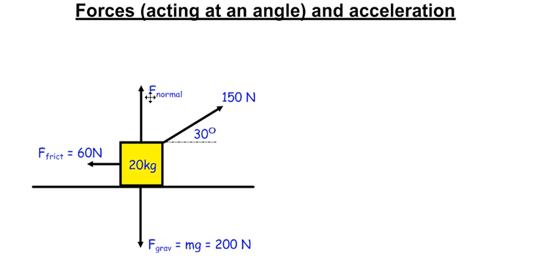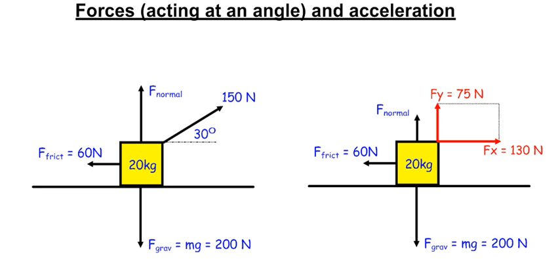Now, would the normal reaction continue to equal the weight? No. Let us explain why. If you have the 150 Newton force acting at an angle to the horizontal, that means that this force has both an upward component and a horizontal component. Analyzing this situation, we get the situation on the right. So let's see what has changed.